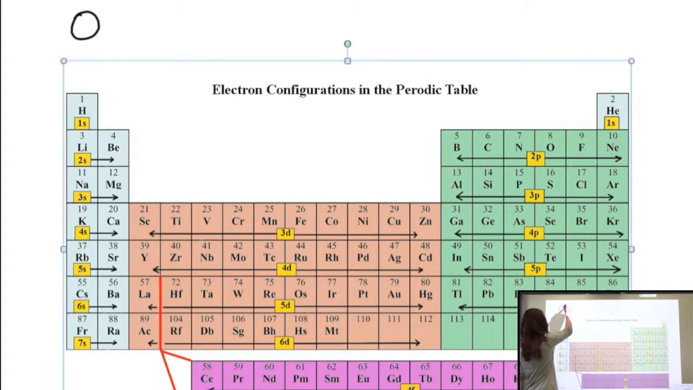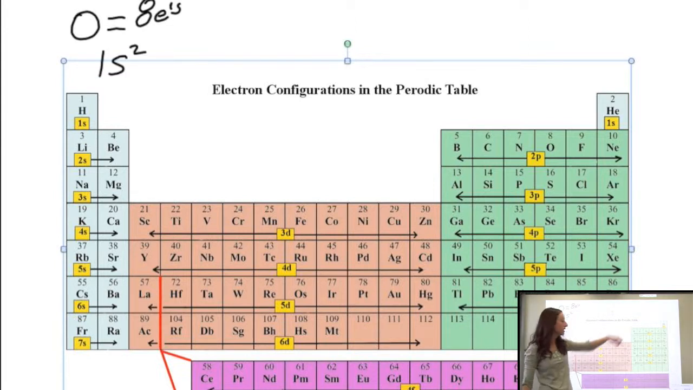And so to start, the first thing that you want to do is identify how many electrons you actually have in the atom that you're looking at. So oxygen in this case has 8 electrons. So we want to keep filling orbitals until we get to those 8 electrons. So the first thing we're going to do is 1s2. So this accounts for the hydrogen and the helium. And then we move down the periodic table and we do 2s2, which accounts for lithium and beryllium.